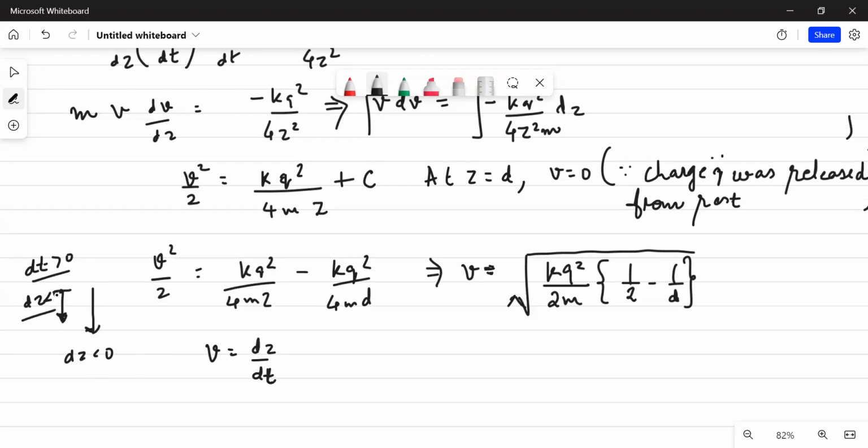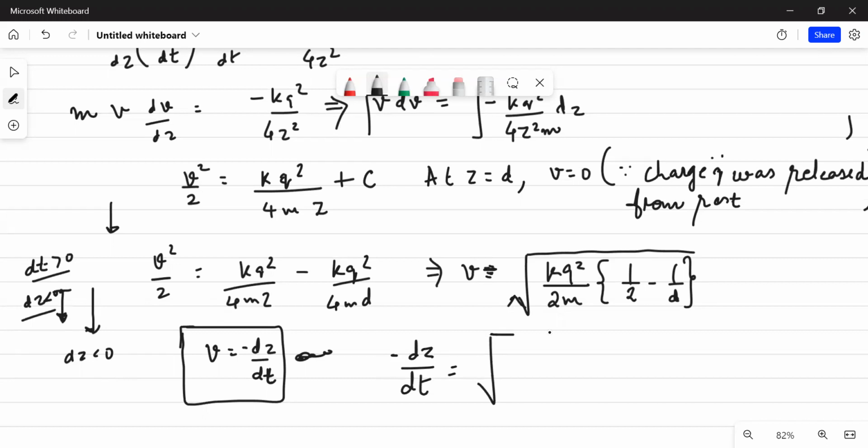So your dz in this direction is negative, so I'll supply a negative in front of it in order to make it positive. If this particle is moving in this direction, then dz would be negative and dt is positive, so overall dz by dt would be negative. But in the magnitude sense, v has to be positive. So I have written minus dz by dt equivalent to root over kq square upon 2m times (1 upon z minus 1 upon d). I hope it is clear till now.